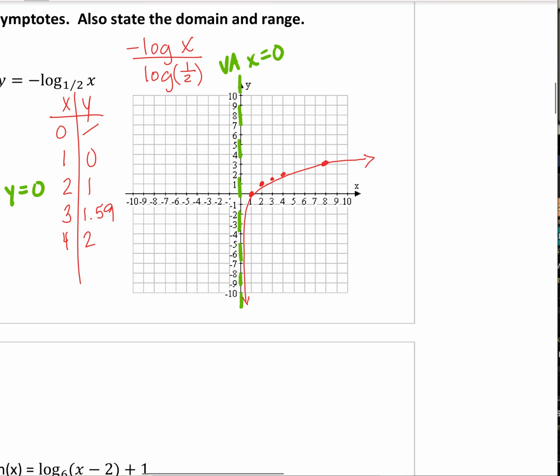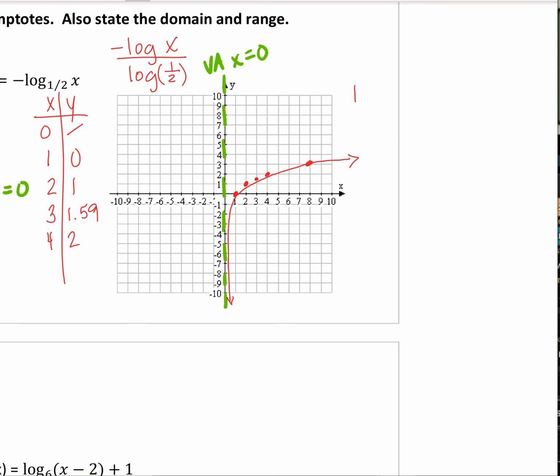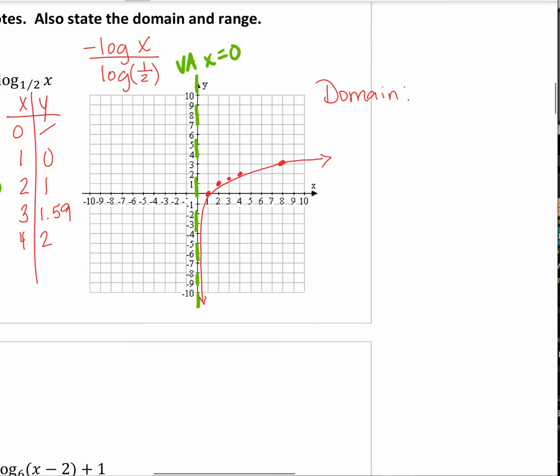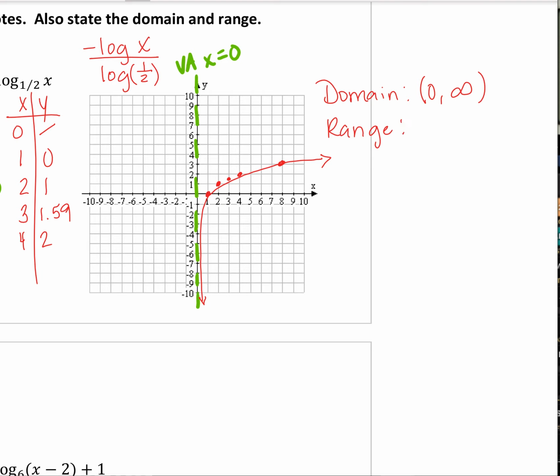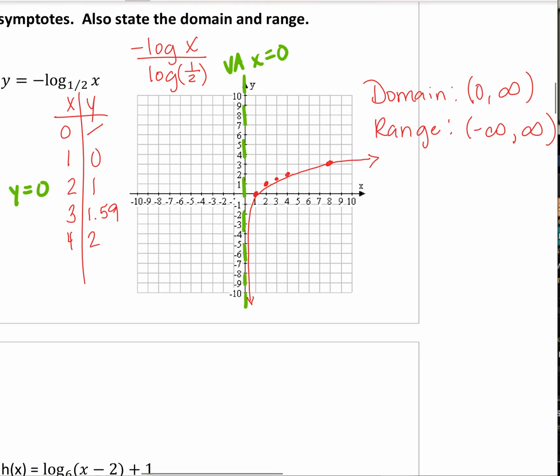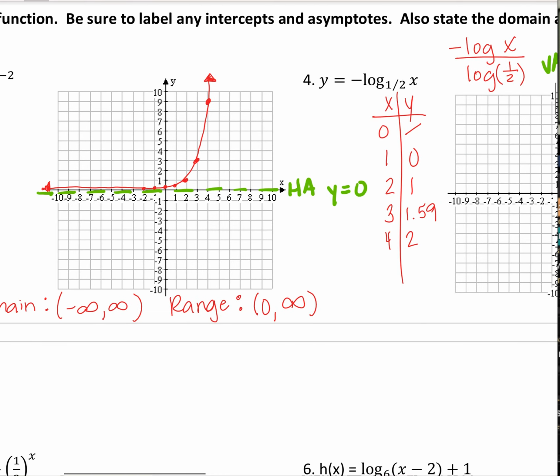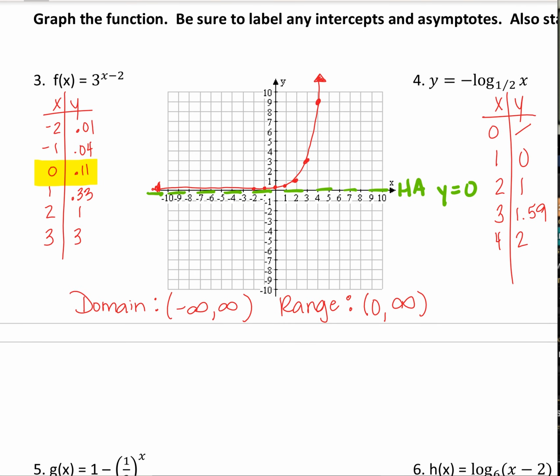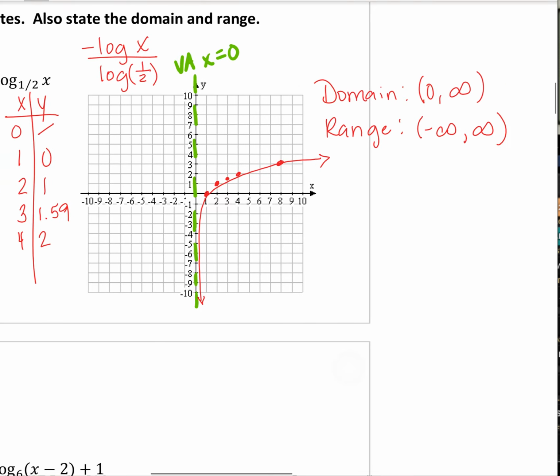And now I'm going to do my domain and my range for this problem. So my domain is affected by my vertical asymptote. So from the left, it starts at 0 and it goes on to infinity. My range is quite the opposite. It actually goes from negative infinity at the bottom all the way up to positive infinity. Remember, your logs affect your domain. Your exponentials affect your range.